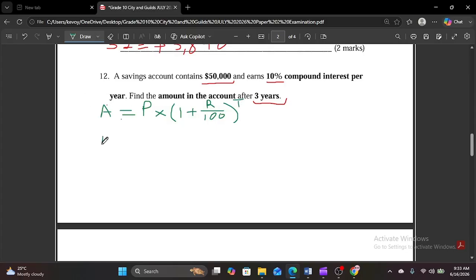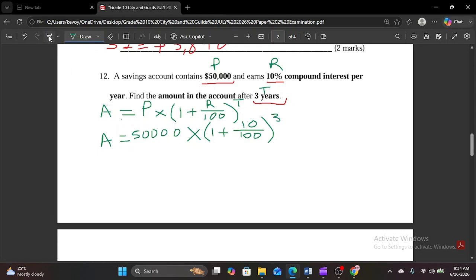All right, so A is equal to, just plug in all our values. The original money is going to be your P, principal. Your 10% is going to be your rate. Anytime you see the percentage, that's going to be your rate. And time is going to be 3 years. So that's 50,000 multiplied by 1 plus, R is going to be 10, so that's 10 over 100, raised to the third power.